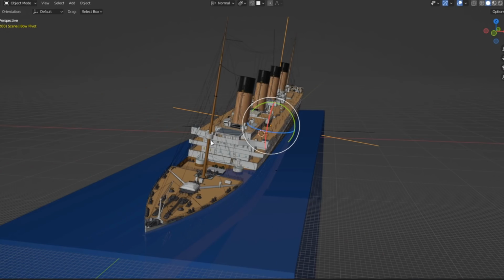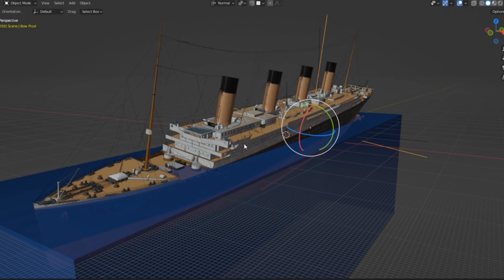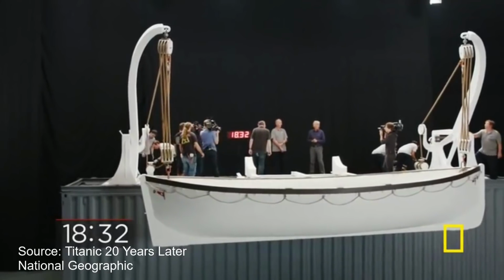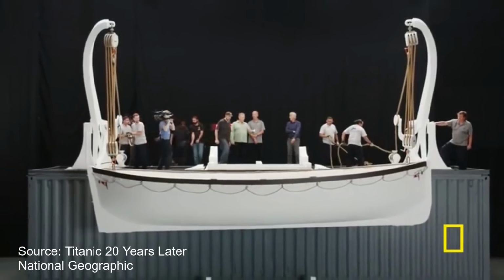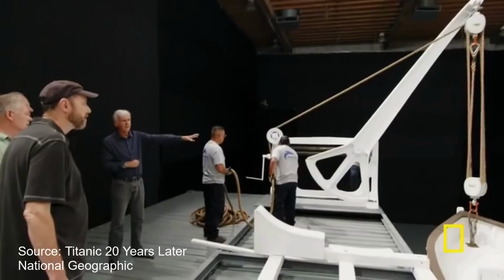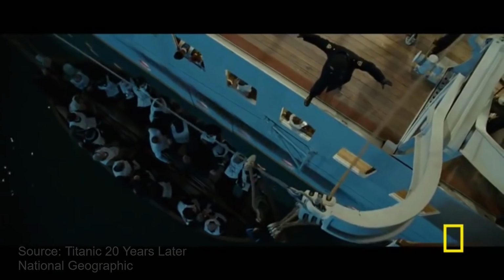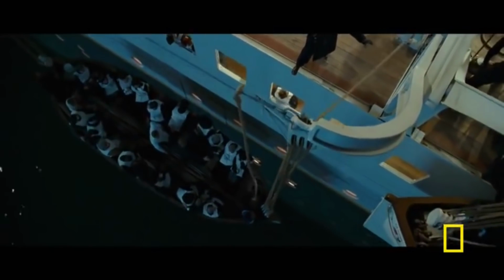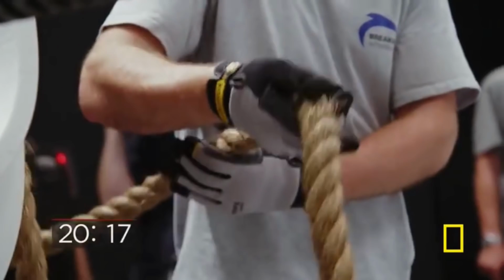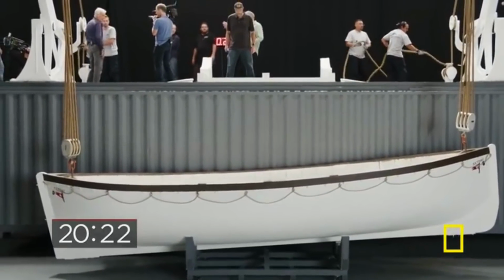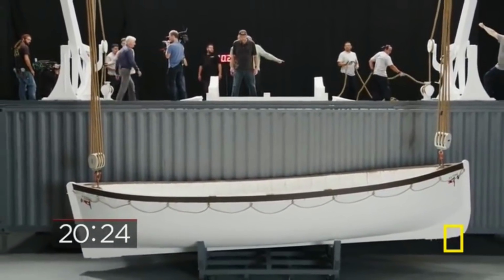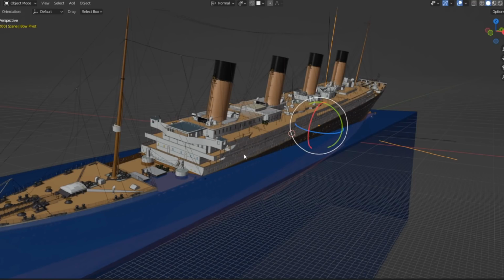But how long did it take the lifeboat to reach the ocean surface? To figure that out, we can use an approximation from a real-world test used by James Cameron. In the documentary Titanic 20 Years Later, they calculated that a lifeboat loaded down with weights took roughly 2 minutes to be lowered 10 feet, which is the approximate height of one of Titanic's decks. Or simply put, the lifeboat could be lowered 5 feet per minute.